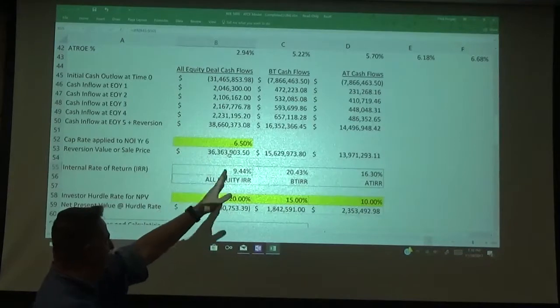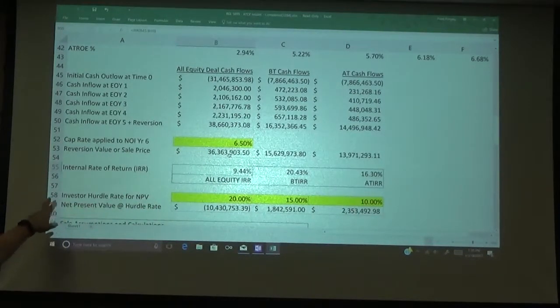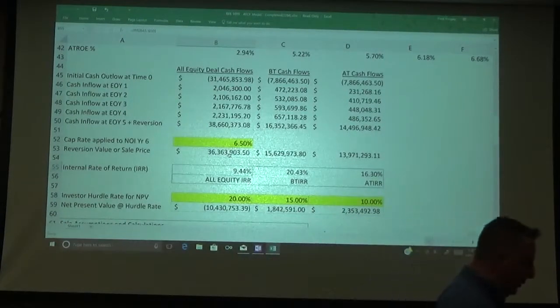We're going to talk about the differences there in a second, but let's finish up with the all cash deal for a second. Now, take a look at this: investor hurdle rate for the net present value.